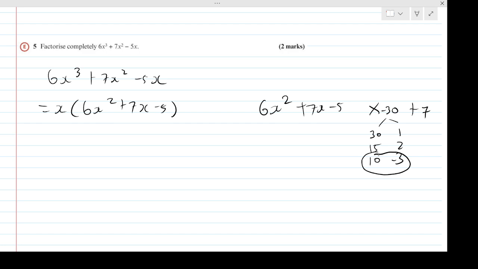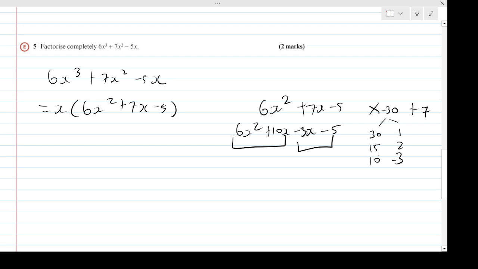So that tells me how I can split up the 7x, because I know these two numbers add up to get 7. So I could do 6x squared, add 10x, take away 3x, as then that gives me 7x overall, which is what I've got, and then minus 5. Then I factorise the first two terms and the last two terms, and then I go from there. And it doesn't matter what order I do it in. It could be minus 3x first, and then 10x, but it doesn't matter.